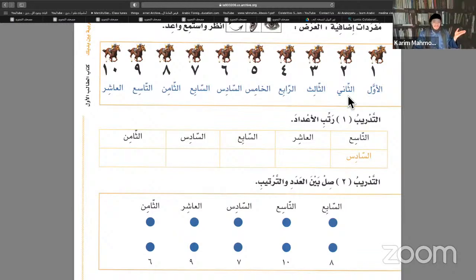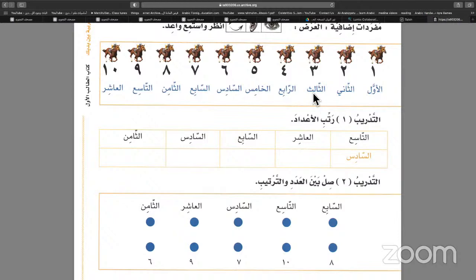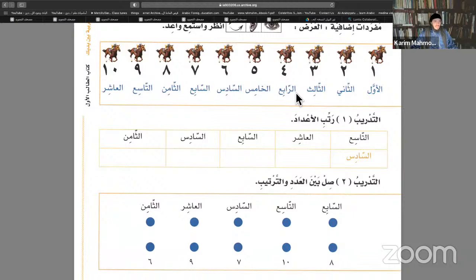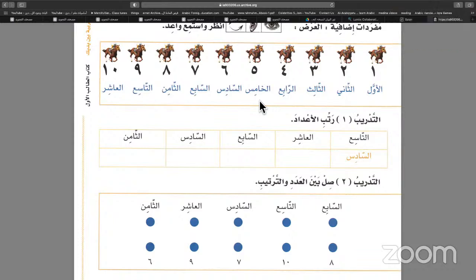الثاني means the second. الثالث means the third. الرابع means the fourth. الخامس means, no, not five, the fifth. Yeah, the fifth.